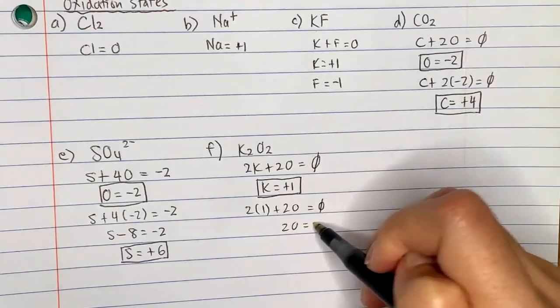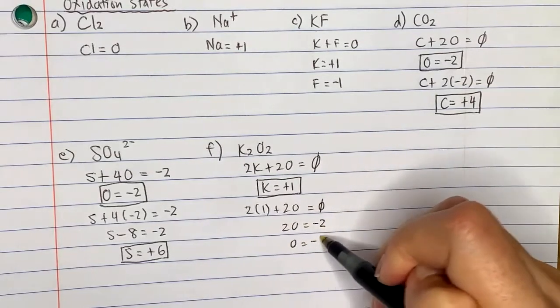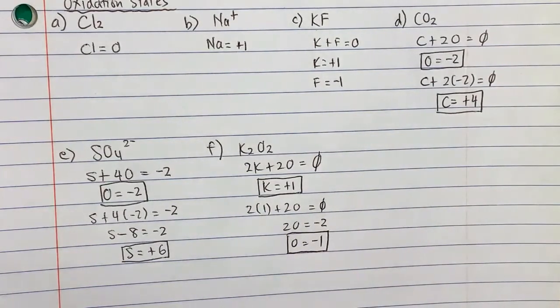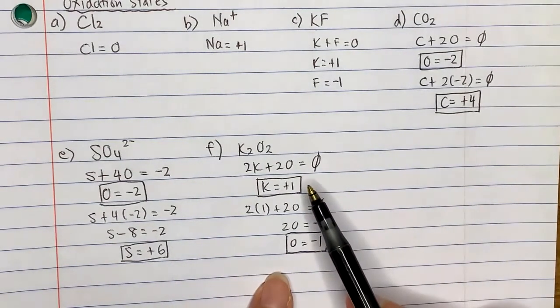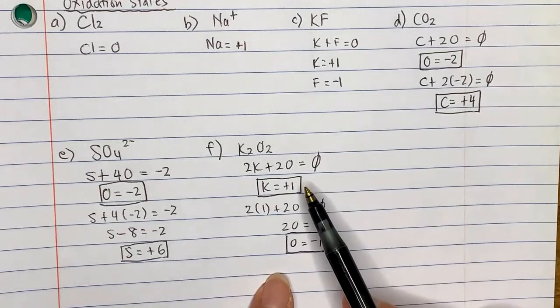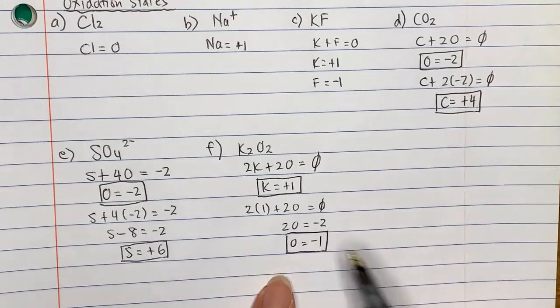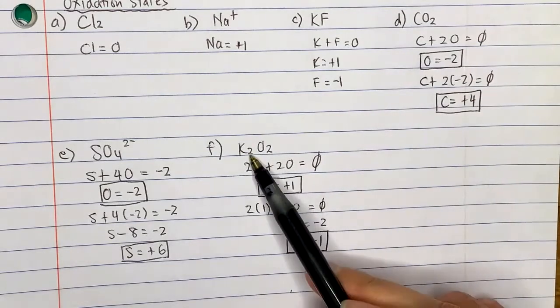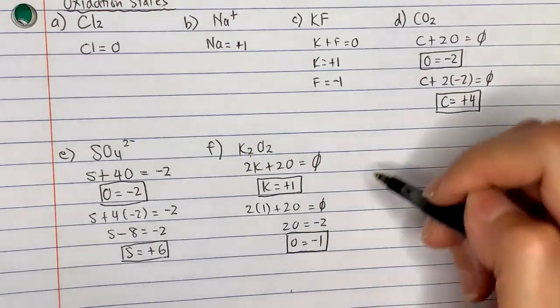2 oxygen equals -2. Each oxygen is -1. You're like, whoa, if I had assigned oxygen as -2, we would have been in a lot of trouble. And that's why you got to remember your priority rules. Group 1 first, group 2, and then F, H, O, group 7, 6, and 5. Okay? So in this case, K is +1, O is -1 oxidation state.